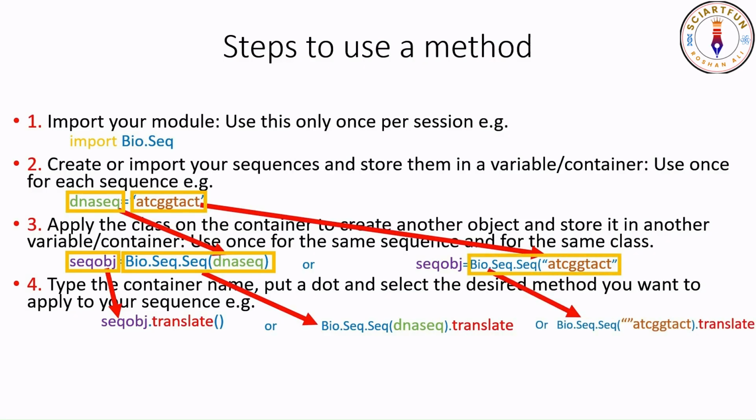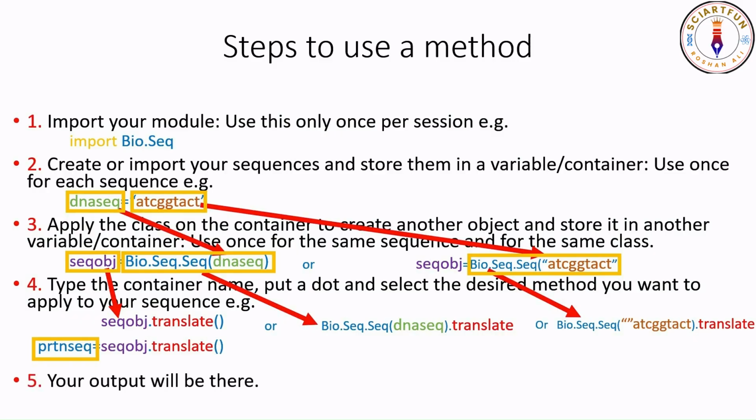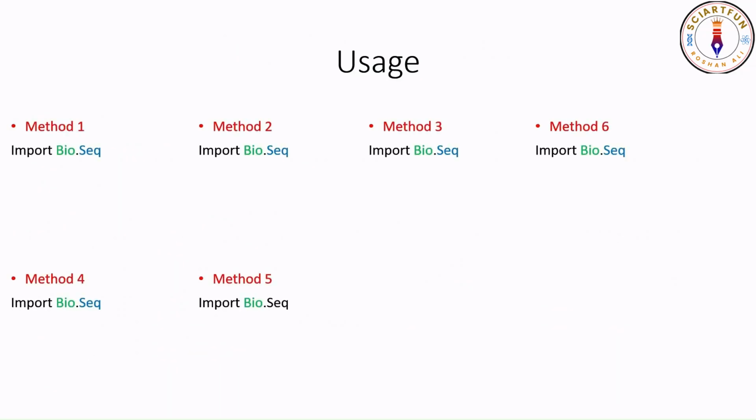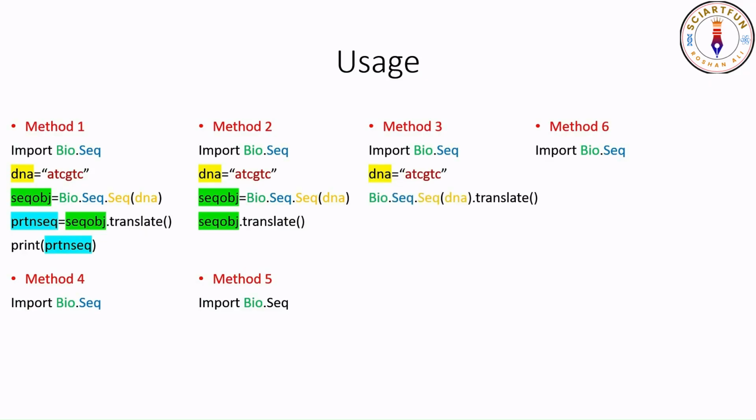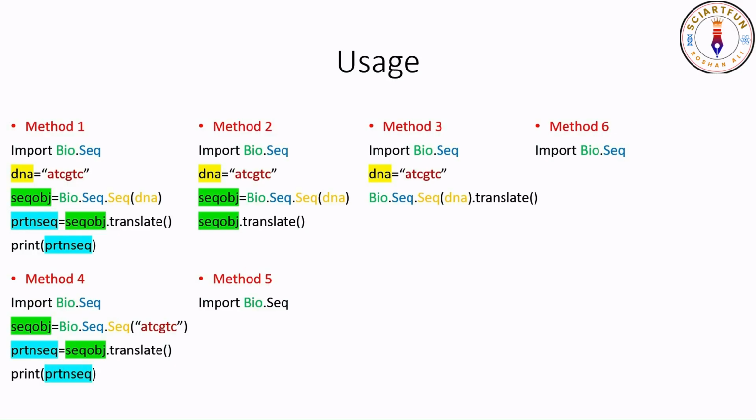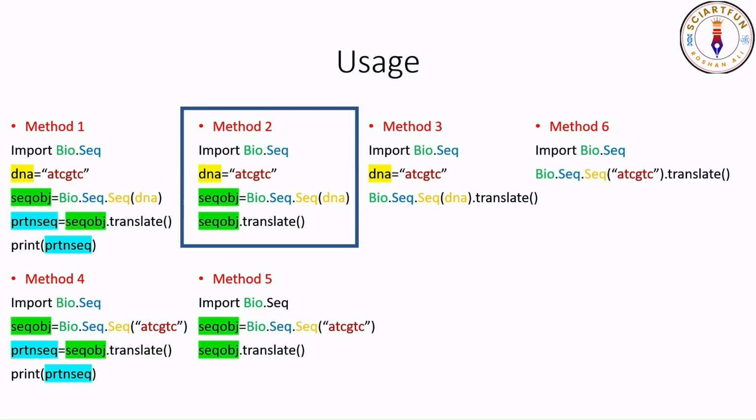Sometimes you want to save your output in some container and you don't need the immediate output. Then just type this. So your output is now saved. You can see the results anytime you want by using the print command. Or, you can use the result in further sequence analysis. There are a variety of strategies you can use to apply a method to a sequence. Here is the list of different strategies. I will use these steps in using the methods of the class.